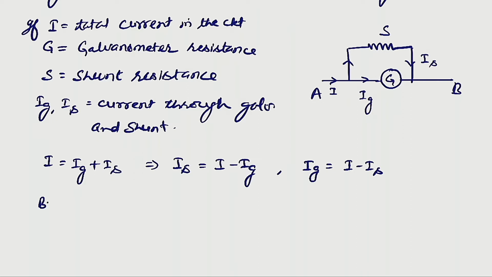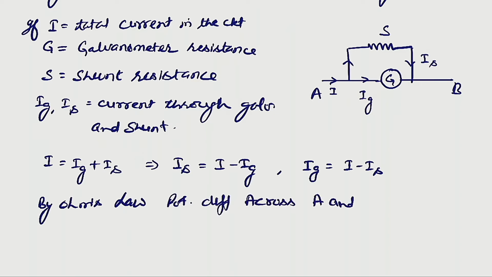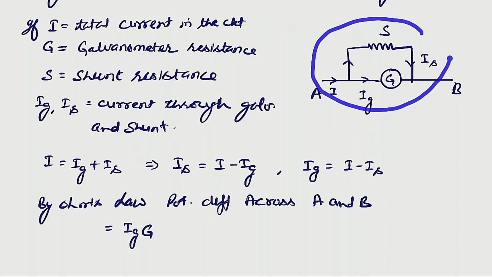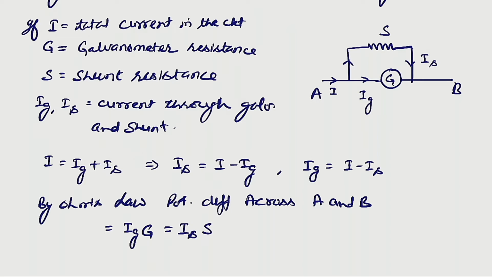Now, by Ohm's law, the potential difference across A and B will be equal to Ig into G. Or, since the potential difference is the same in parallel, because this shunt and this galvanometer are parallel to each other, the potential difference across these ends will be the same, and that potential difference is Ig into G, where G is the galvanometer resistance, or we can say Is into S.